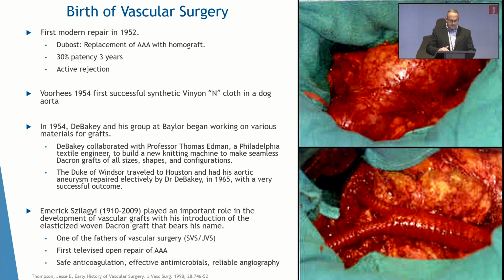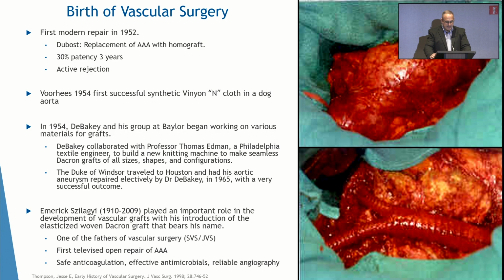But then things really started to explode in 1954. Dr. DeBakey and his group at Baylor began working on various materials for grafts. He collaborated with Thomas Edman, a Philadelphia textile engineer, who built a knitting machine to make seamless Dacron grafts of all sizes. It was pretty phenomenal. They didn't require any approval, and they just put them in people. Famous people too: the Duke of Windsor traveled down there in 1965 and had a very successful repair of his aneurysm. Another amazing forefather of vascular surgery is a guy named Emmerich Szilagyi.